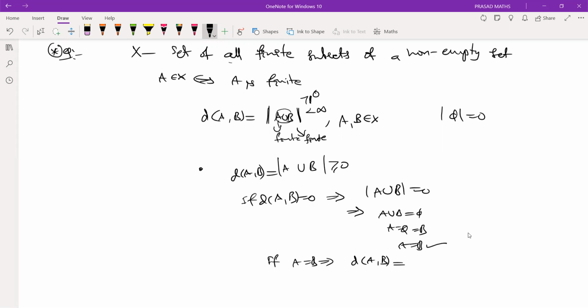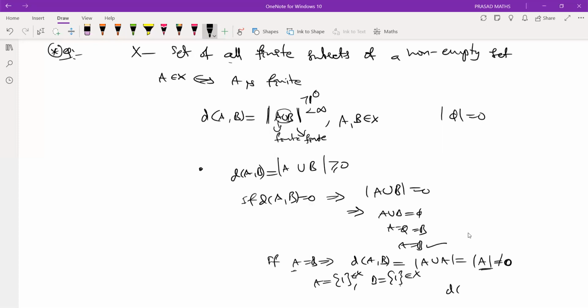What is meant by distance between A and B? It means the cardinality of A union A, and A union A is equal to A. So is this 0? No, right? The cardinality of A need not be 0. So what is my guess? I can take any proper set. Suppose I take A equals {1}, B equals {1}. Both are members of X for the sake of our convenience.